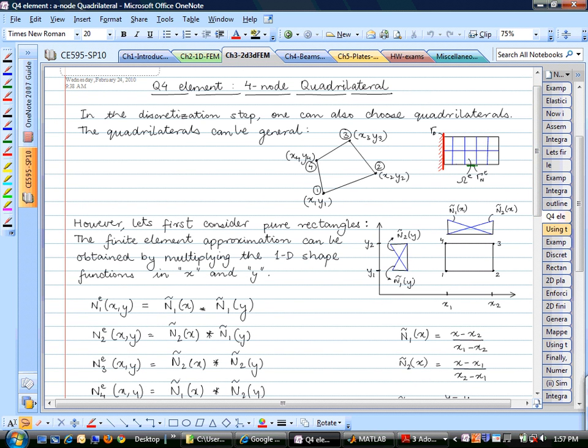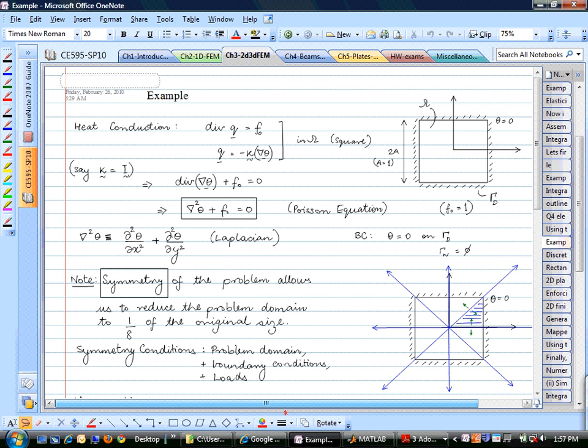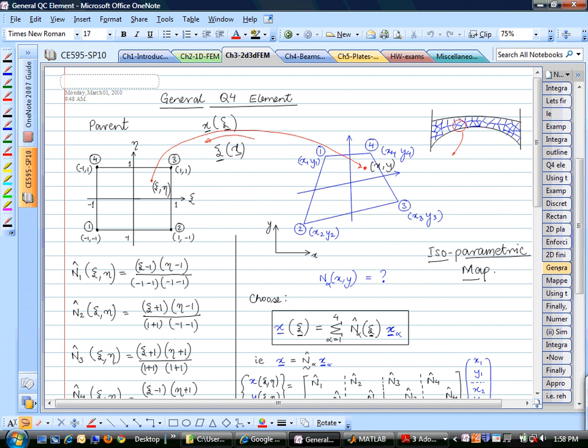How do we construct the shape functions? This was also a problem on your homework 5. Right, so the general Q4 element. Make sure you understand this map. How does this map work? Essentially, the isoparametric map is right here. We are expressing the coordinates of a point in the actual element versus the corresponding point in the parent element.